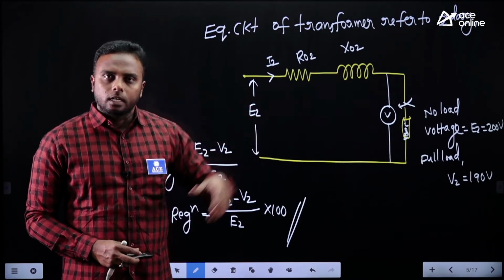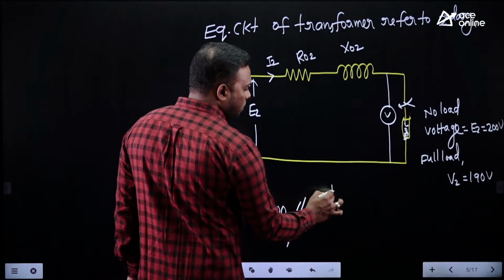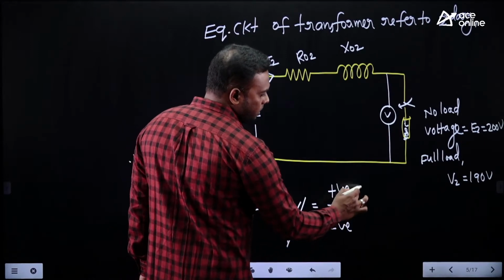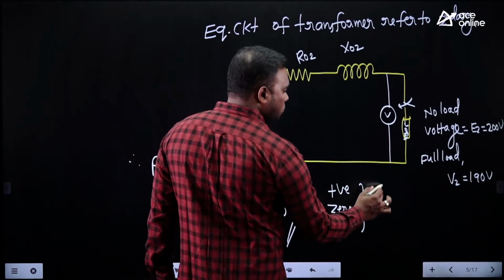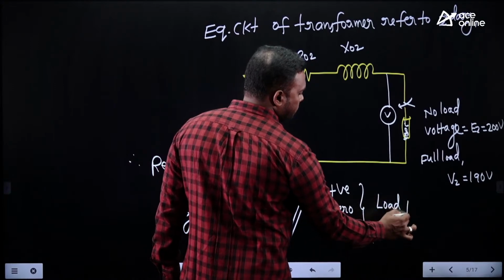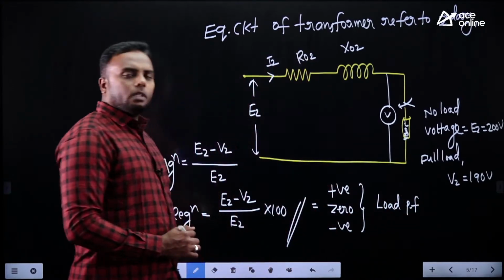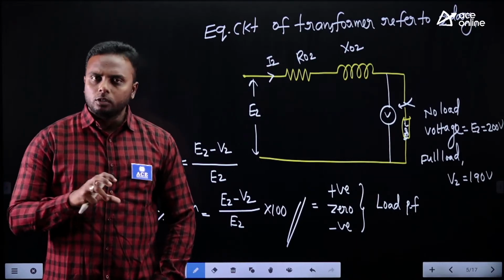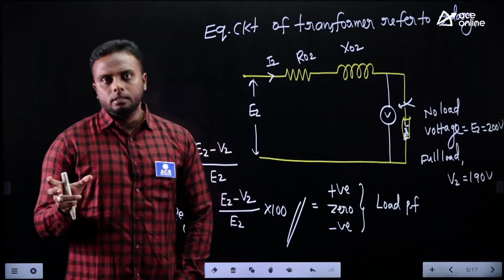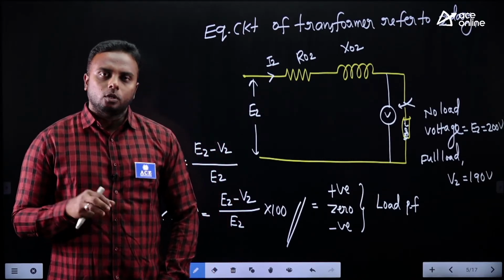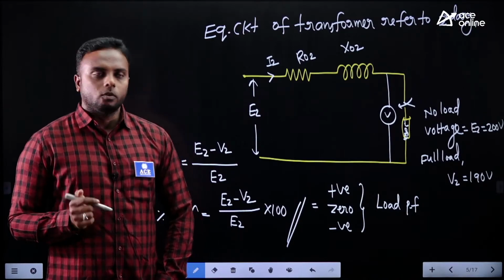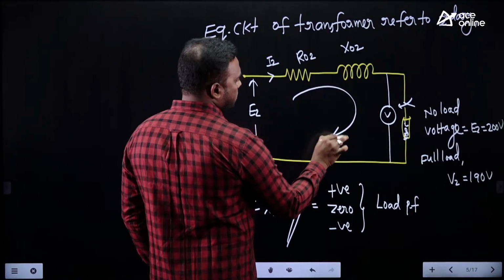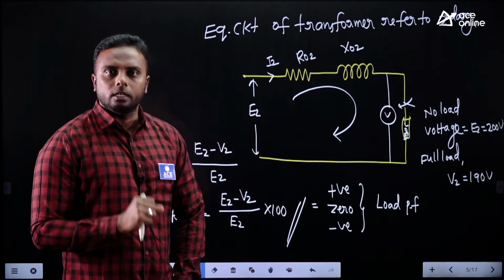That depends on the loads we connect. So we may get positive regulation, zero regulation, or negative regulation. This type of regulation depends on the load power factor. We have three types of loads: lagging, leading and UPF. I will show you with a phasor diagram all three cases, how the regulation changes: positive value, negative value and zero value. For that, from the equivalent circuit, we need to consider the KVL equation.